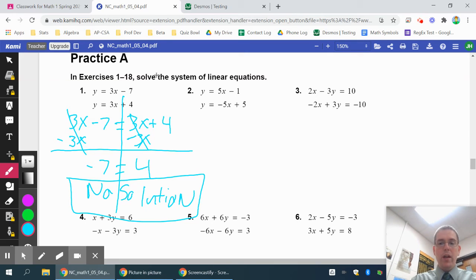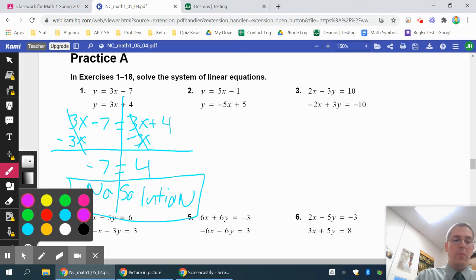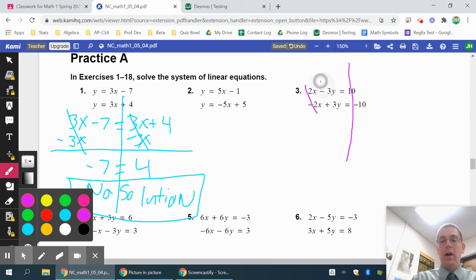On number 3, neither equation is solved for a variable. They're both in standard form, so that's the perfect time for elimination. So I'm going to go ahead and add these equations together. You would not want to add them together unless a variable would cancel out, but it looks like the x's will cancel out. So when I add these up, the x's cancel and the y's cancel. So I basically have nothing left on this side. It's just a 0. And on this side, 10 plus negative 10 is 0. So I get a true statement, 0 equals 0.